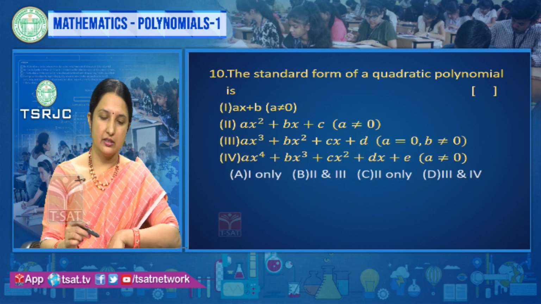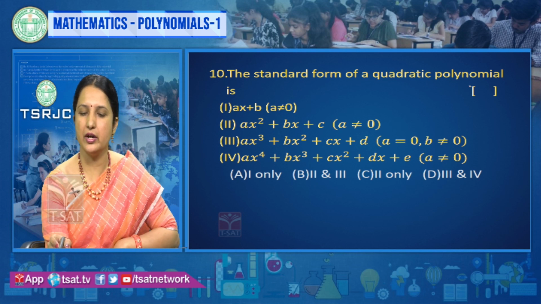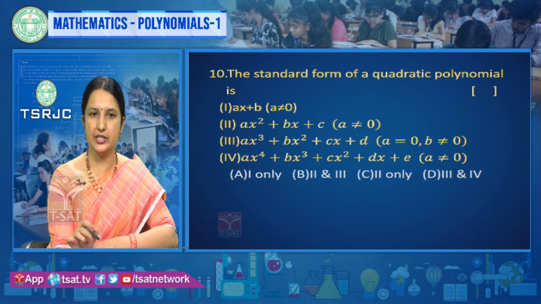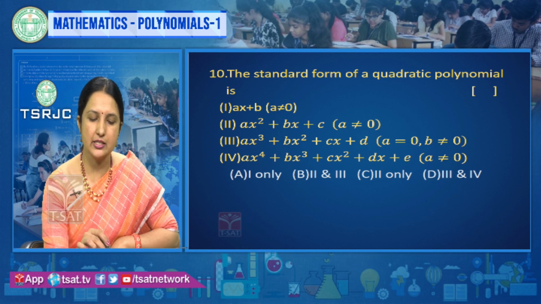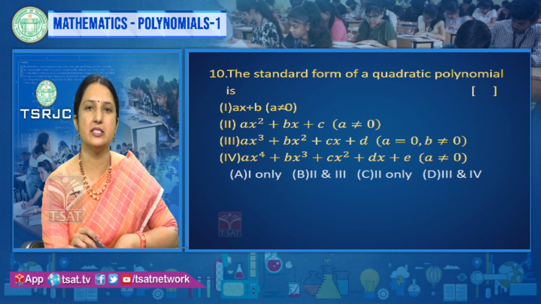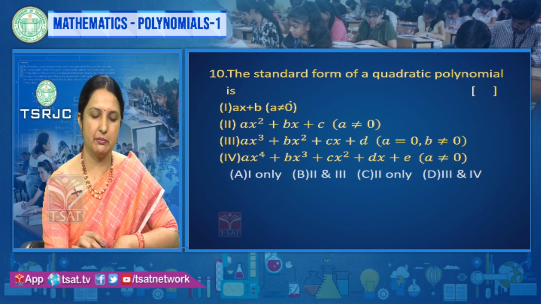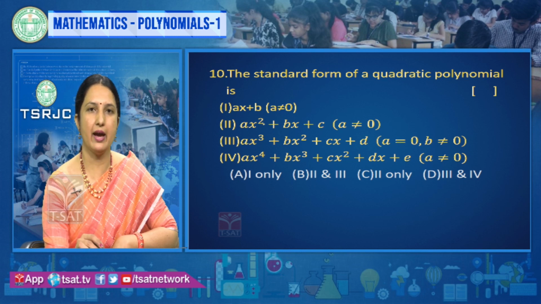Next, 10th question. The standard form of a quadratic polynomial is... Here we have conditions also given. We have to observe the condition. First one: ax plus b where a is not equal to 0. Clearly it is a linear polynomial, x power 1 is there. Second: ax square plus bx plus c where a is not equal to 0. x square is there, so it is a quadratic polynomial.